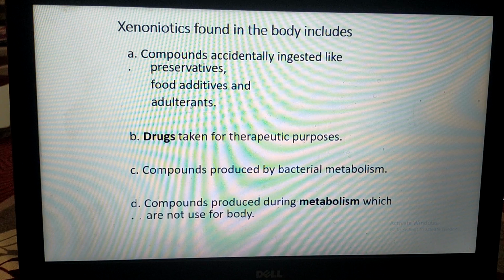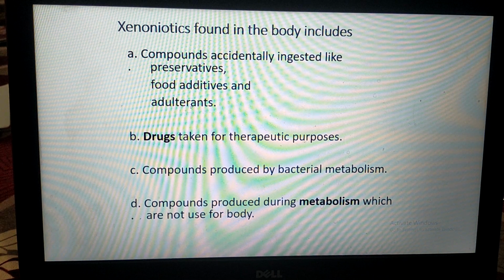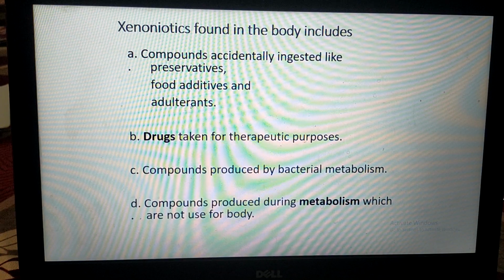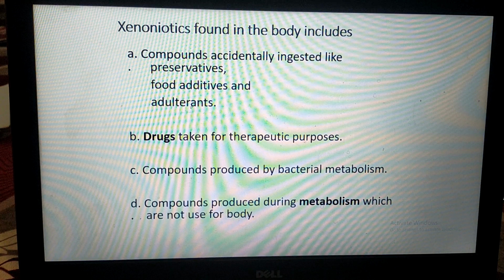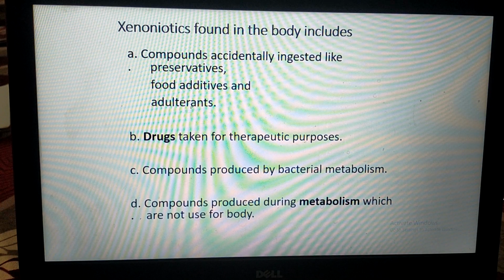Now these are the compounds which are removed from the body, like compounds accidentally ingested, such as preservatives of food, food additives or food adulterants. Sometimes we take drugs for therapeutic purpose. When these drugs perform their action, they should be removed from the body. Generally the drugs are hydrophobic in nature, but after their action they should be converted into hydrophilic form and excreted from our body.